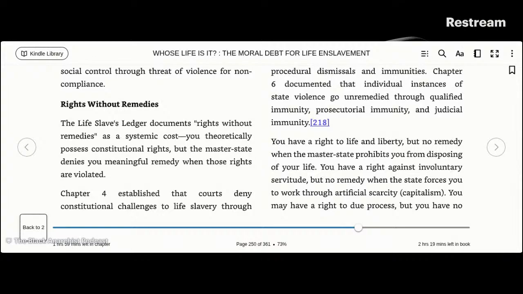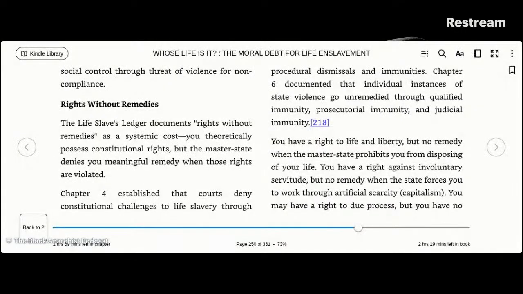Rights without remedies. The Life Slaves Ledger documents rights without remedies as a systemic cost. You theoretically possess constitutional rights, but the magistrates deny you meaningful remedy when those rights are violated. Chapter 4 established that courts deny constitutional challenges to life slavery through procedural dismissals and immunities. Chapter 6 documented that individual instances of state violence go unremedied through qualified immunity, prosecutorial immunity, and judicial immunity.